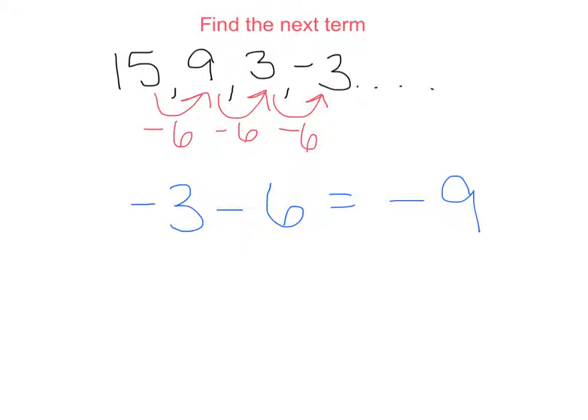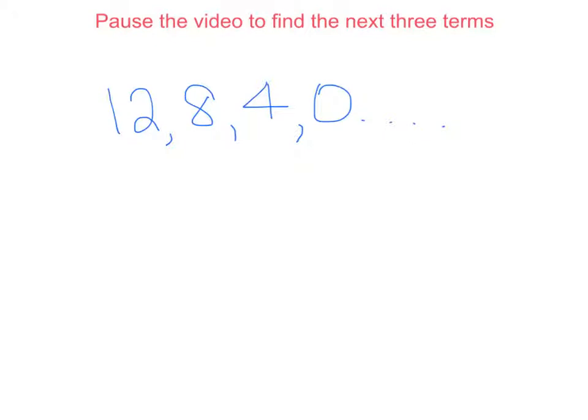Now sometimes they'll ask you for the next 3 terms. So you would continue the pattern until you got all 3 terms of -9, -15, and -21. Pause the video to find the next three terms.